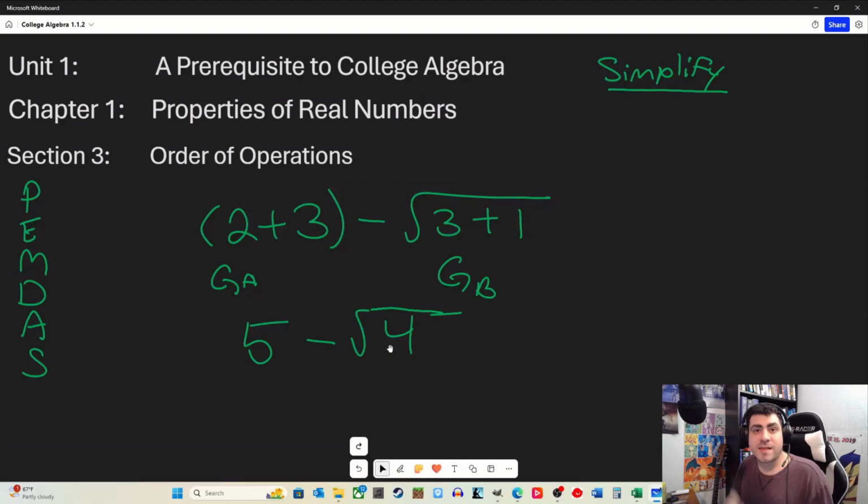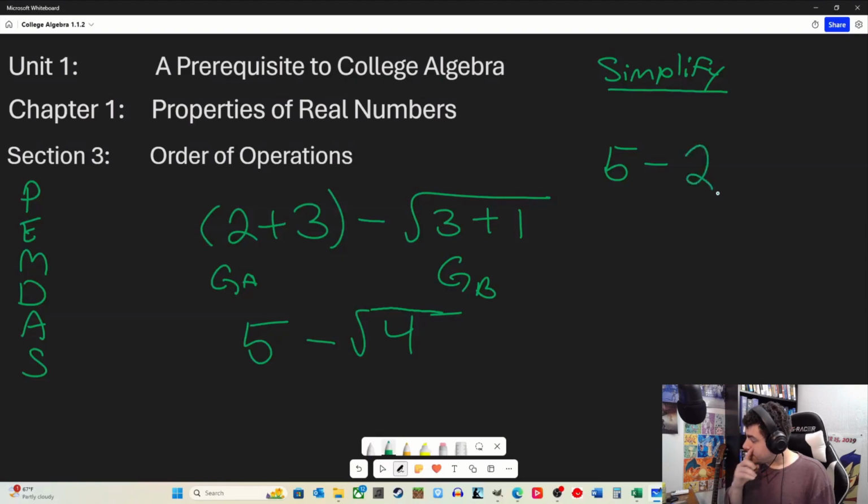Why? Because there's still an exponent in this equation. Remember, a square root is simply the inverse of an exponent. So we consider square roots to be on the same level as these exponents. So now we solve for this exponent, or this square root. We have 5, let's bring this up here, minus the square root of 4 is equal to 2. Now we can finish our simplification. 5 minus 2 equals 3. Did you see how we started with the parentheses and the groupings together?